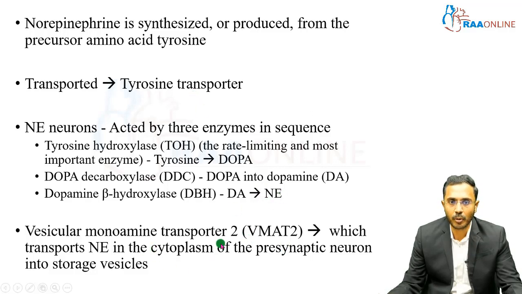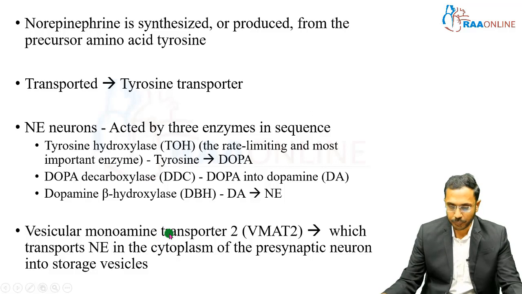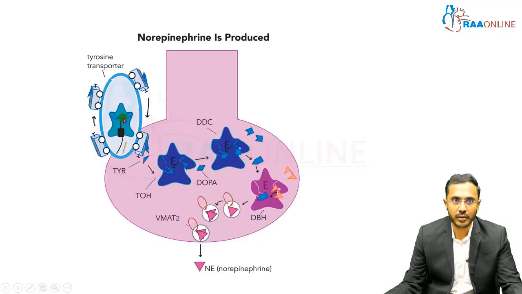Then the vesicular monoamine transporter loads norepinephrine into the synaptic vesicles. So this is the pictorial representation. The tyrosine transporter transfers tyrosine into neurons. Then the series of these three enzymes converts tyrosine into norepinephrine, and it is loaded into vesicles. And from there, with neurotransmission, it is released into the synapse. This is how norepinephrine is produced and released into the synapse.